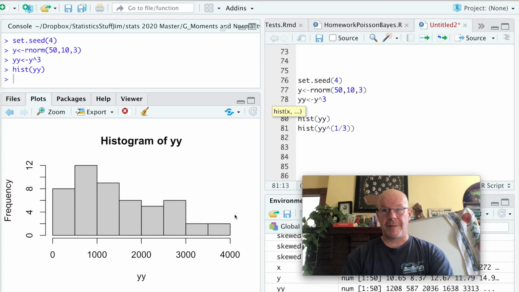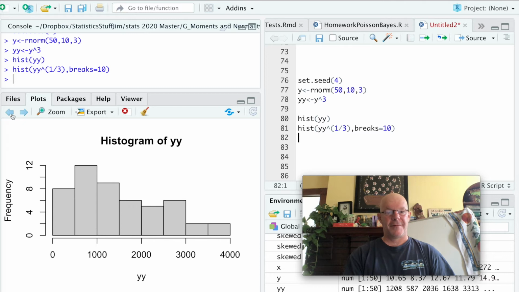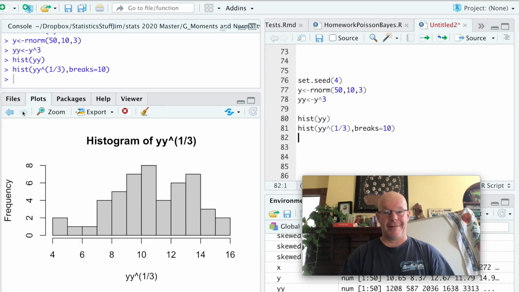So raise it to the power of 1/3. And I'll make a little bit more breaks here, 10. Okay. So now we have more of our mass towards the middle. And we might eyeball that and say, I think that actually looks a lot better than that looks. And again, it's totally fine. There's nothing wrong with that.